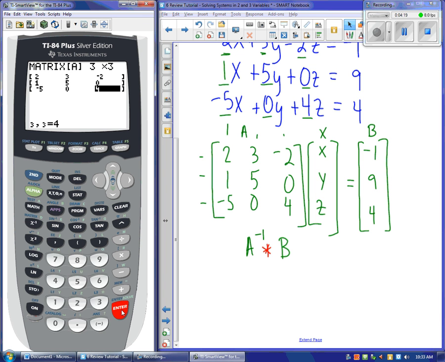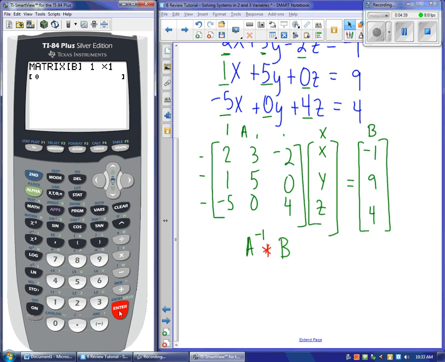Now, finding the inverse of matrix A is a little bit more complicated than anything that we're going to do in this course, so I'm really not going to go through the steps. But what we do need to do is enter our solutions into matrix B. To do that again, I have to hit second matrix, scroll over to the edit option, and select matrix B.